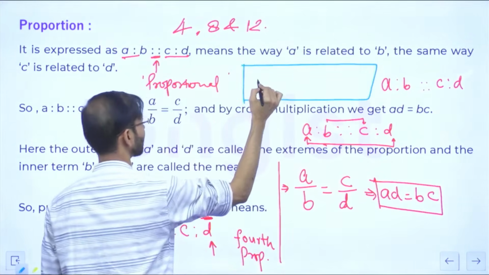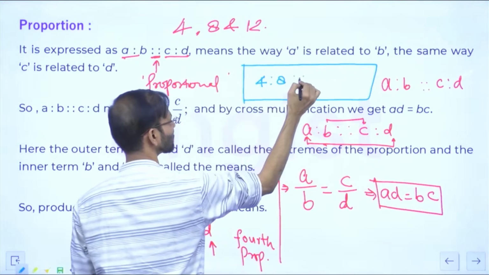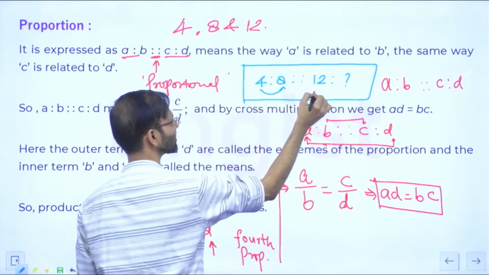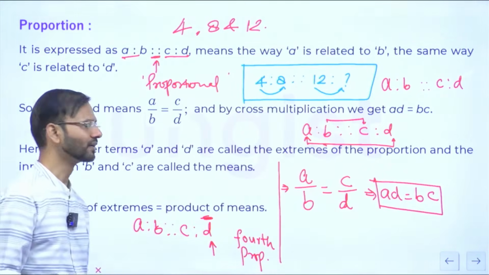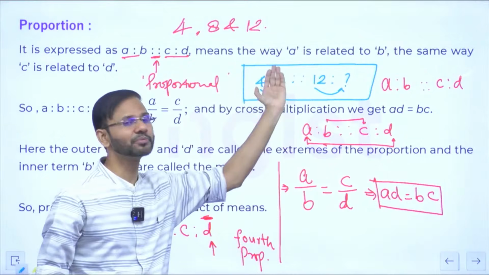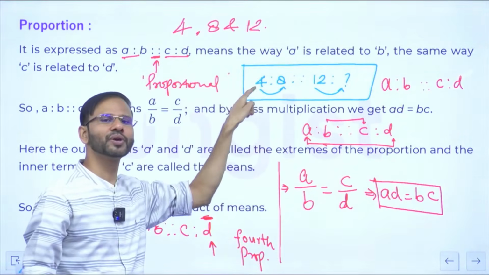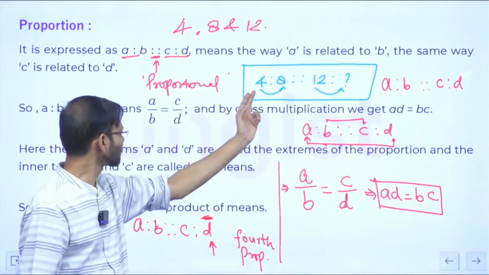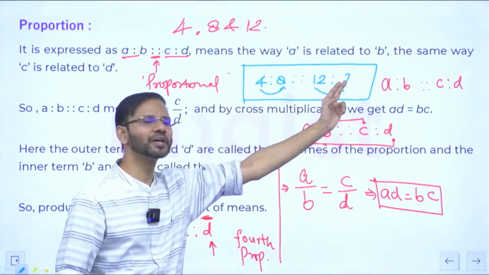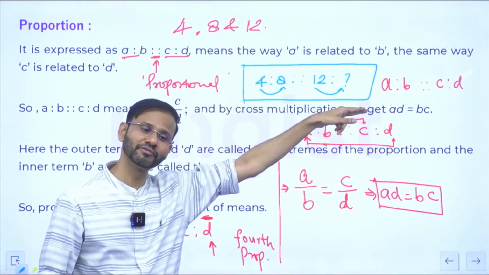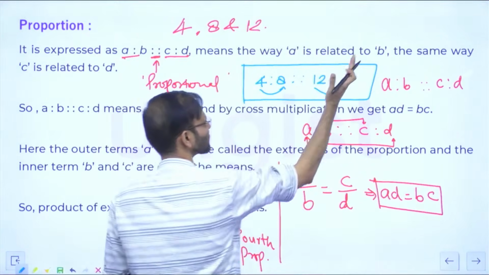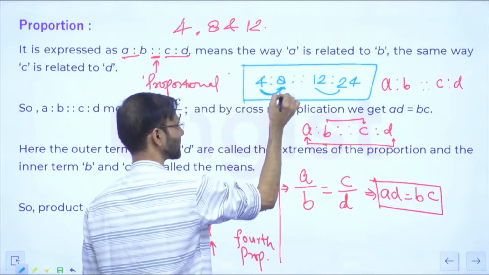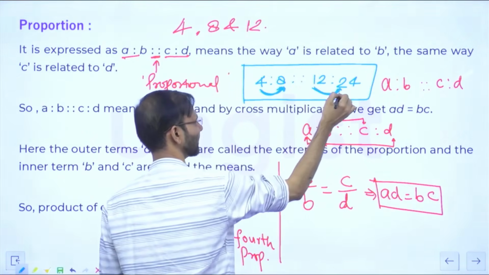This is 4:8 is proportionate to 12:what? So the relation between these two terms will be the same as the relation between these two terms. Can you tell me what is the relation between 4 and 8? Yes, 8 is double of 4. So this is 1:2, double of this. So double of 12 will come here, which is 24. So one method is this: if you can figure out this relation, then apply the same relation here.